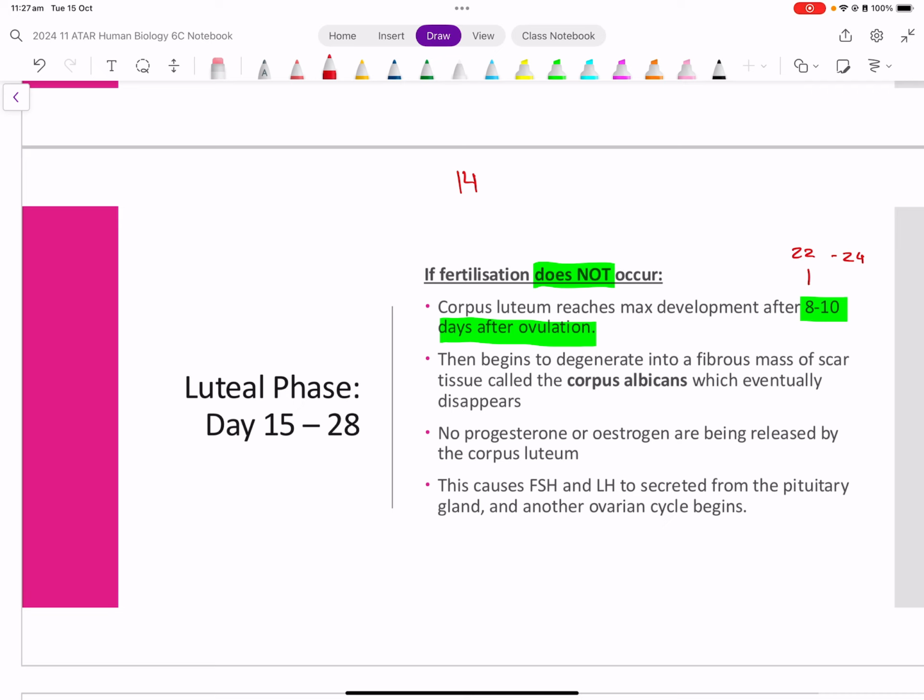Now, when we're having a look at this one here, we've already spoken about the corpus albicans forming from this corpus luteum, and that just being a big fibrous mass of scar tissue. And eventually it's going to disappear, but during that time when it disappears, no progesterone or estrogen are being released, and that causes the levels of follicle-stimulating hormone and luteinizing hormone to begin increasing again, triggering another ovarian cycle.